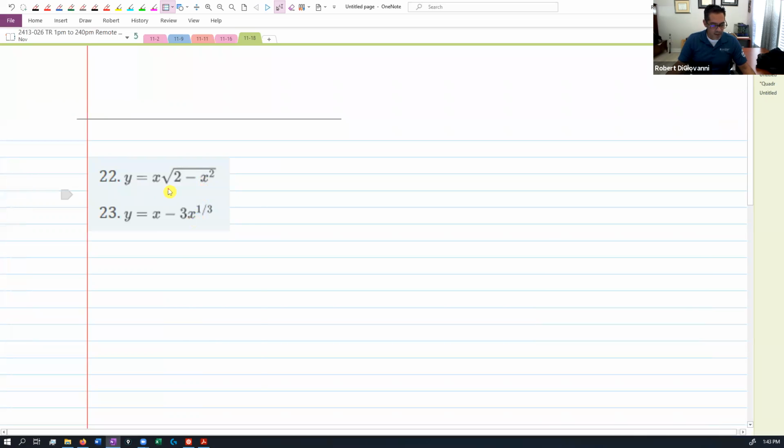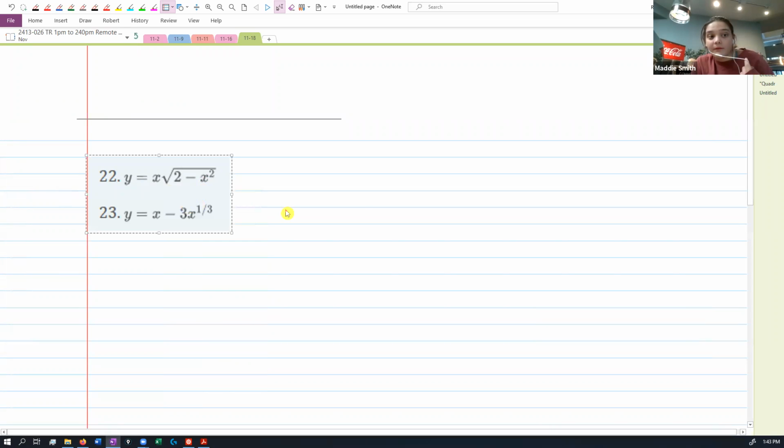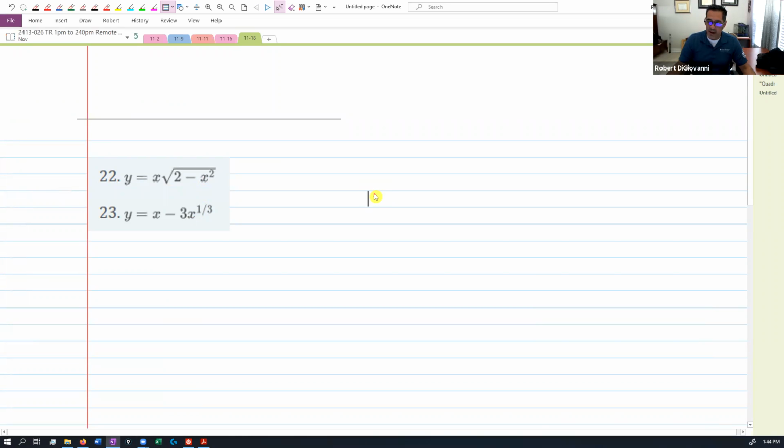What do we have to do? Are we going to have to graph a function by hand on the final? I'm not going to ask you to graph a function by hand. Now that's the best news I've heard all day.